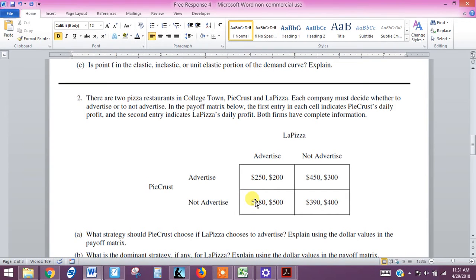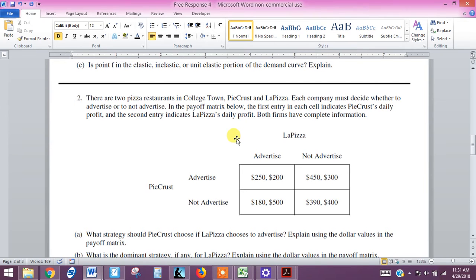We are looking at your free response 4 assignment, question 2, where you have a payoff matrix with 2 restaurants. One is Pie Crust and the other is La Pizza. They're trying to decide whether they should advertise or not. And we see in the matrix what their profit would be. So the higher numbers here are better.